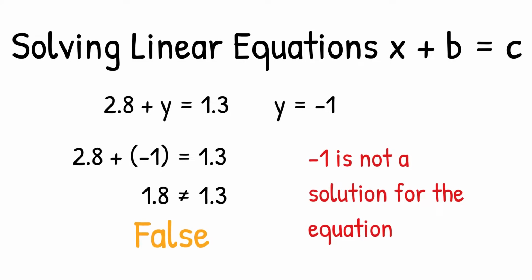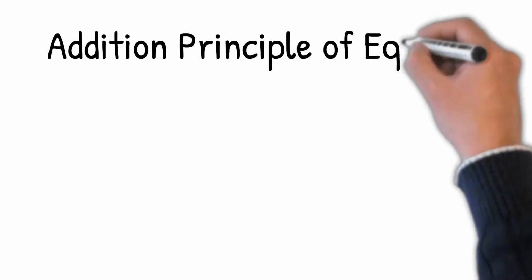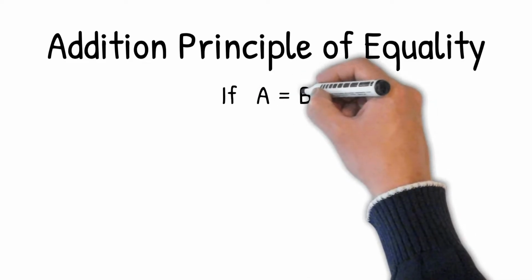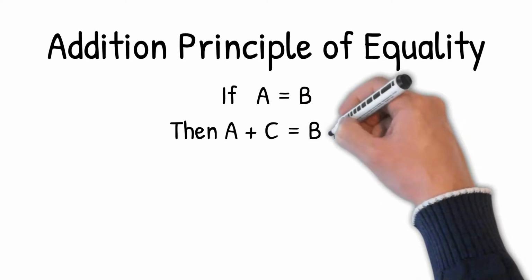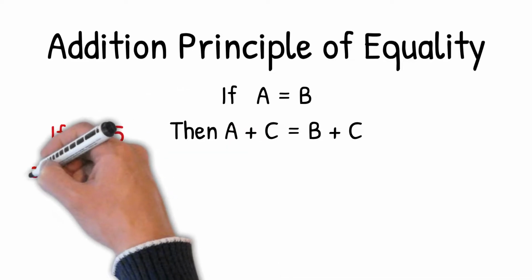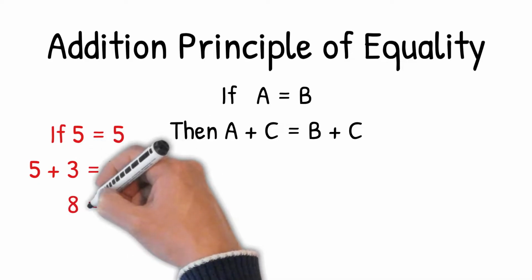Trying to guess at numbers that would make equations true is not a good way of finding the solution to algebraic equations. There has to be a better way. To solve algebraic equations, we use a process called the addition principle of equality, which goes something like this. If a is equal to b, then a plus c is equal to b plus c. We can demonstrate this using numbers. If 5 is equal to 5, then 5 plus 3 equals 5 plus 3, 8 equals 8.